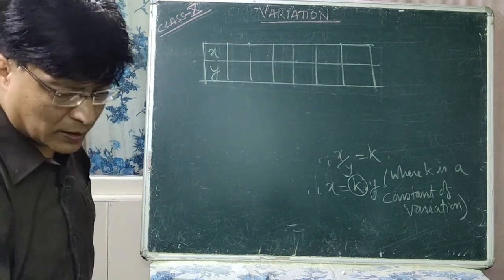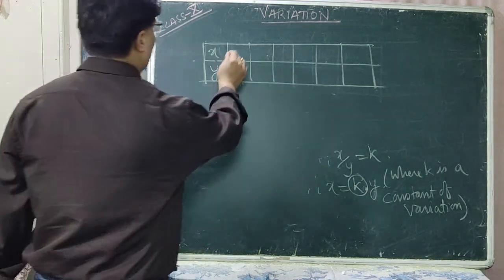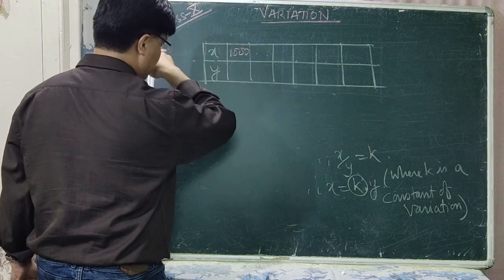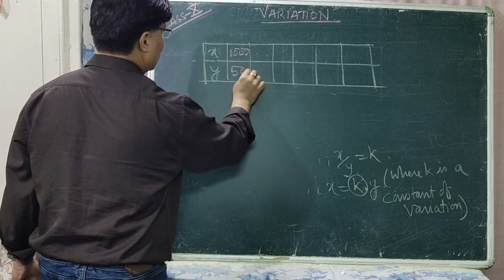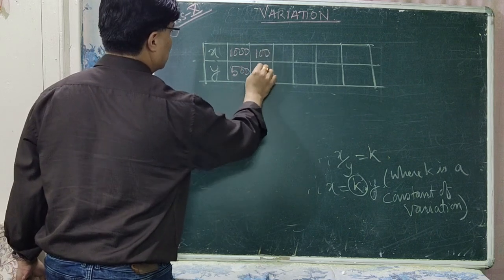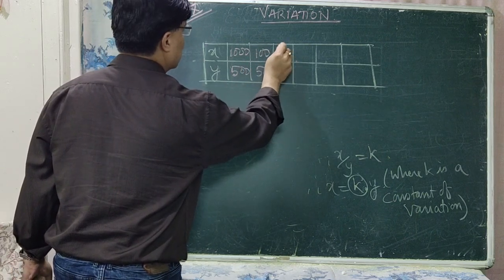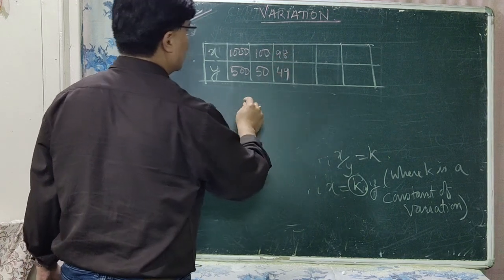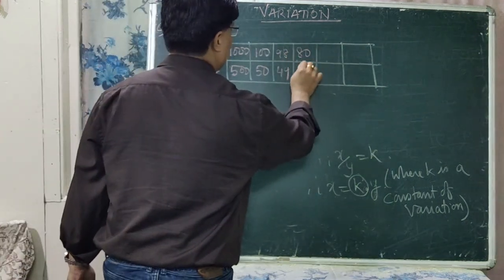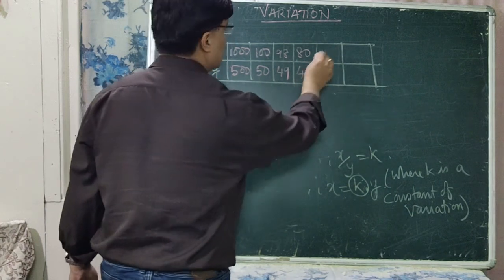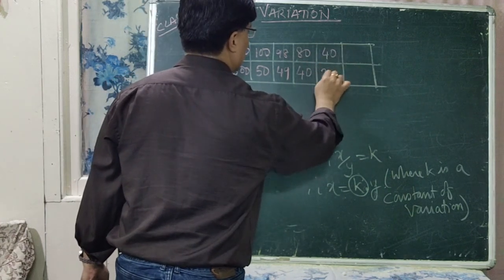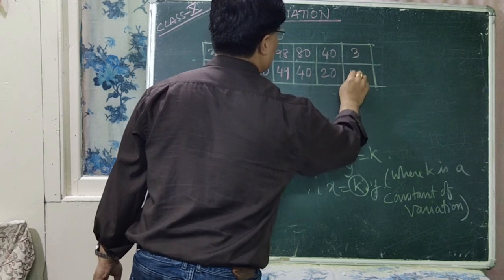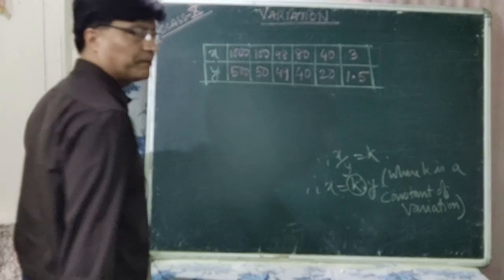Suppose x is 1000. Suppose this is 500, right? Suppose this is 100, this is 50. Suppose this is 98, this is your 49, right? Suppose this is 80 and this is your 40, right? And suppose this is 40, this is your 20. Suppose this is 3 and this is 1.5, right?